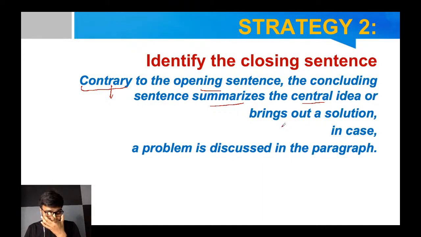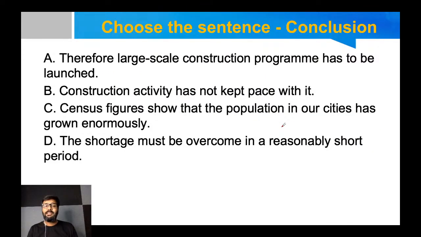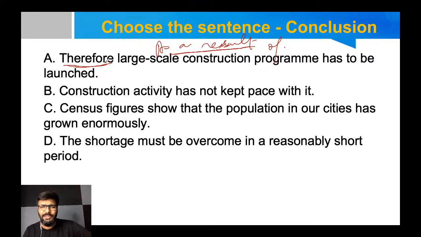Now, all this theoretically, it's difficult to understand. So, for that, what we've done, we've picked up again the same question. Now, tell me which one should be our closing statement, conclusion statement. Now, this is very easy. Number one, the keyword given is therefore. Therefore means as a result of. So, once you have this kind of a word, it has become very easy. So, this question is not a CAT question, guys. This question is picked up to make you understand.